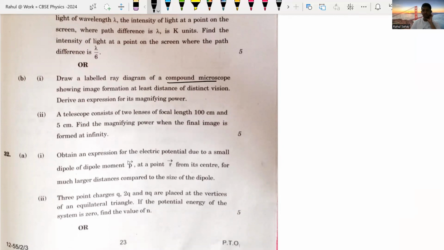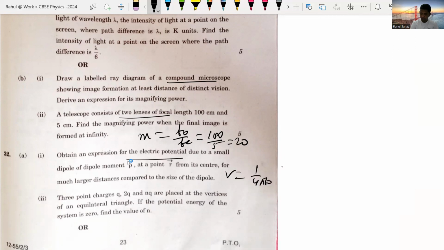So this compound microscope has one objective and one eyepiece. Magnifying power of the telescope M is FO by FE when the image is formed at infinity. So 100 by 5, that is 20. Potential of a dipole, V is what? 1 by 4 pi epsilon naught, P dot R, that is P cos theta by R square. When you derive that equation, it is simple. P cos theta by R square, and those derivations are there.